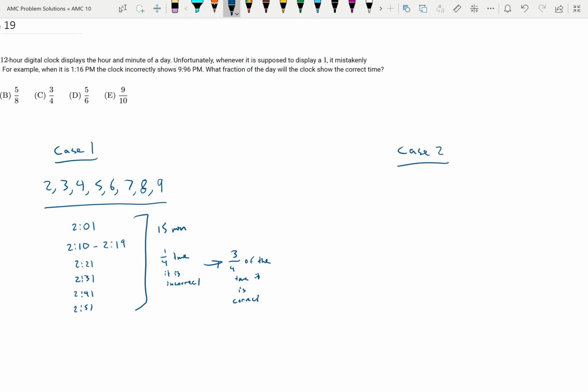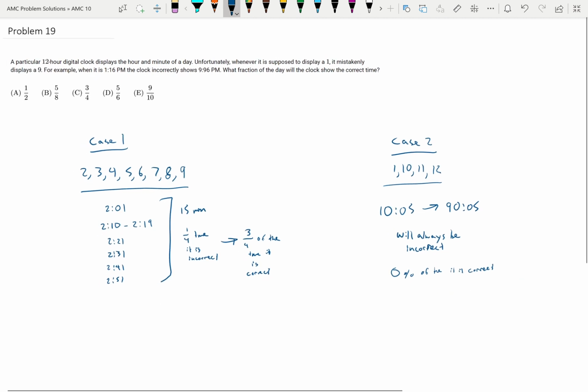And then case 2 is going to be if the hour is a 1, 10, 11, or 12. For example, if it's 10:05, that's going to change to 90:05. So since the hour always has a 1 in it, and a 1's always going to change to 9, that means that every single time it's going to be incorrect. So if the hour is a 1, 10, 11, or 12, it will always be incorrect. So basically 0% of the time it is correct. Or with probability 0, it's correct.